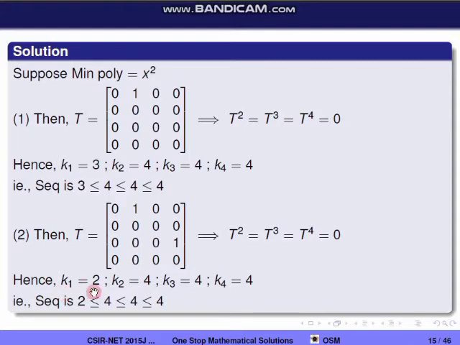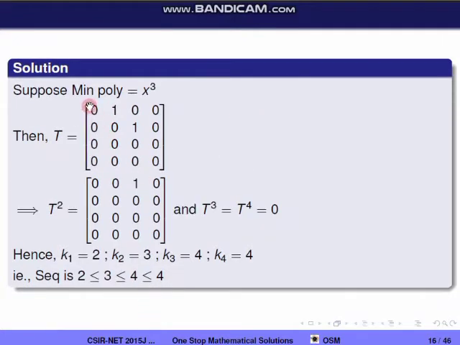Hence K1 is equal to 2, K2 is equal to 4, K3 is equal to 4, K4 is equal to 4. So the sequence we got is 2 less than or equal to 4 less than or equal to 4 less than or equal to 4. Now suppose the minimal polynomial is x cube.